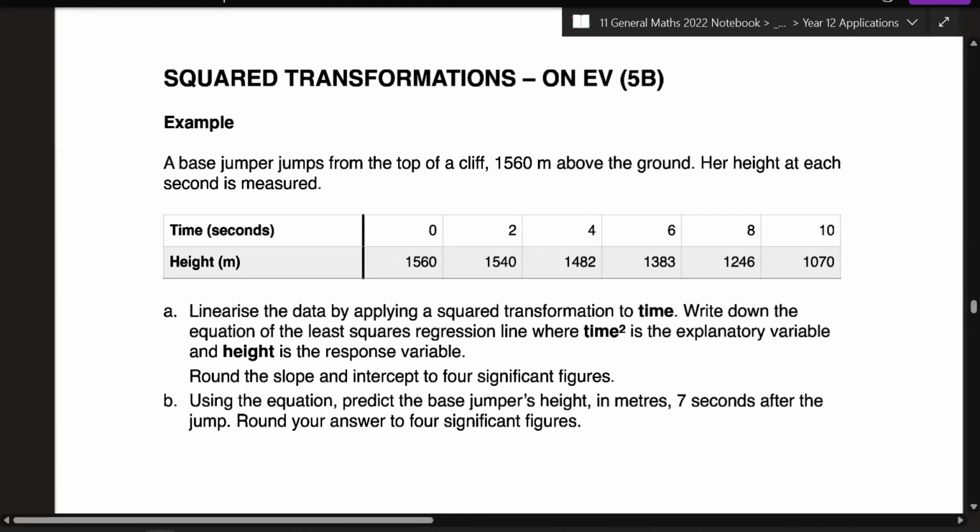All right. So let's get your calculators out. I want you to put this data in your calculator. You've got 2 columns, time and height. We're going to put it in a calculator.